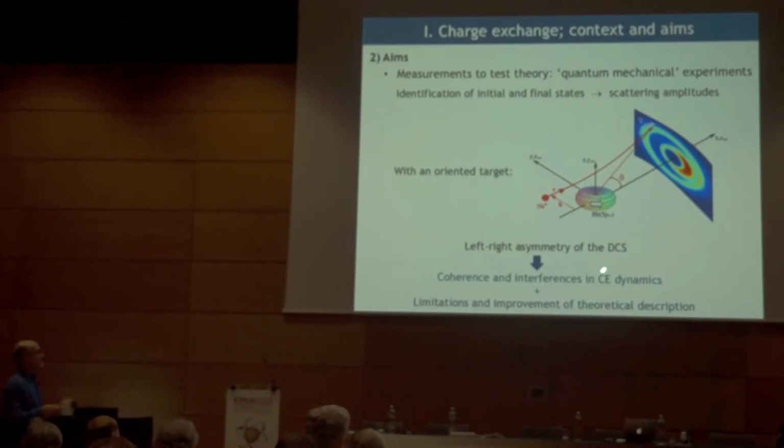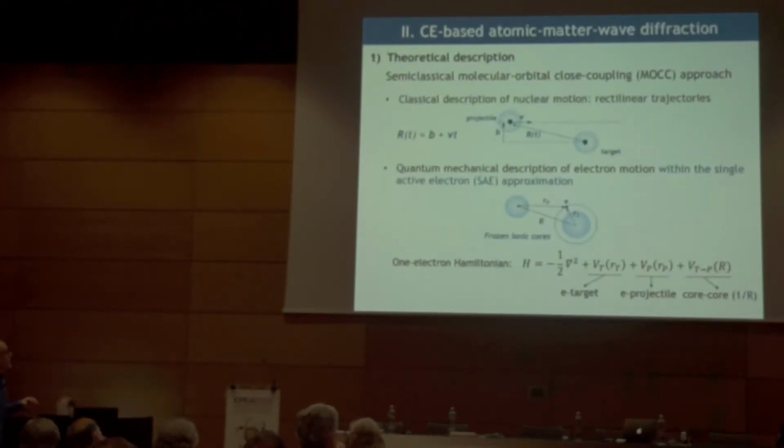Accordingly, the DCS will present a left-right asymmetry, and we will see that this asymmetry encodes coherence and interference features of the underlying dynamics. This is very fine and very important information which will be used to probe the limitations and to improve our theoretical description of charge exchange. So now, let's enter into the first part of my talk, which is about the diffraction in the CE DCS.